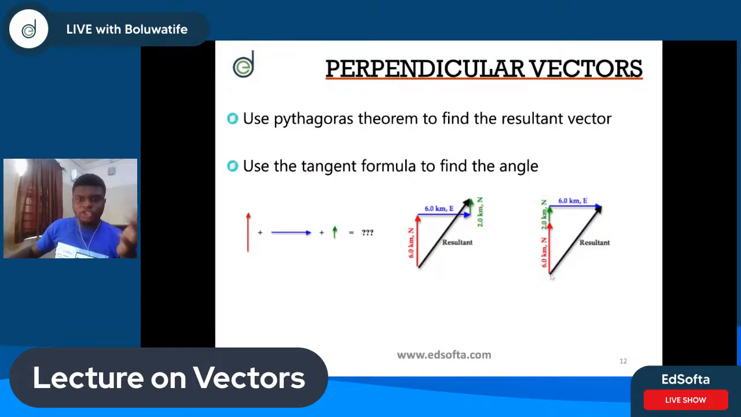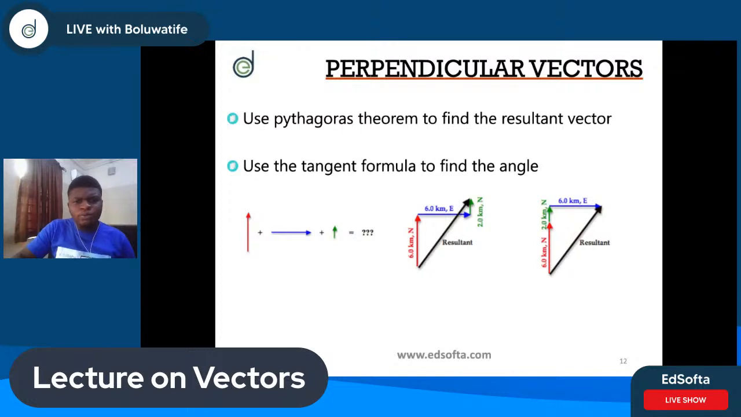We are just trying to find the total of these vectors. We just need to find from here to here and at what angle. The steps for perpendicular vectors say that you use Pythagoras theorem to find the resultant vector, and then you use the tangent formula to find the angle. And remember, tangent is what? Opposite over adjacent. So you're going to do this over this to get your answer. So that's how we look at vectors.